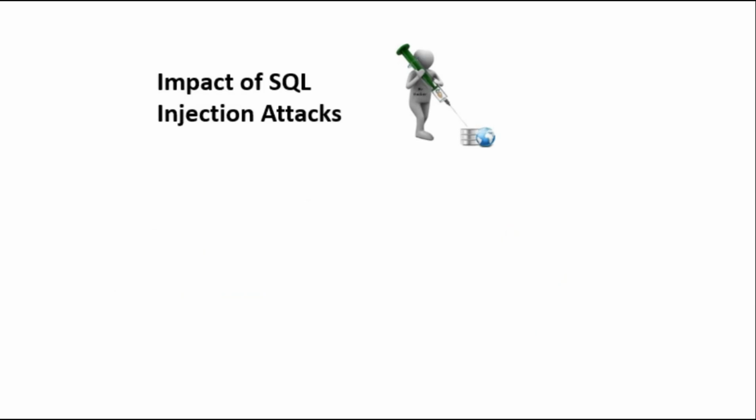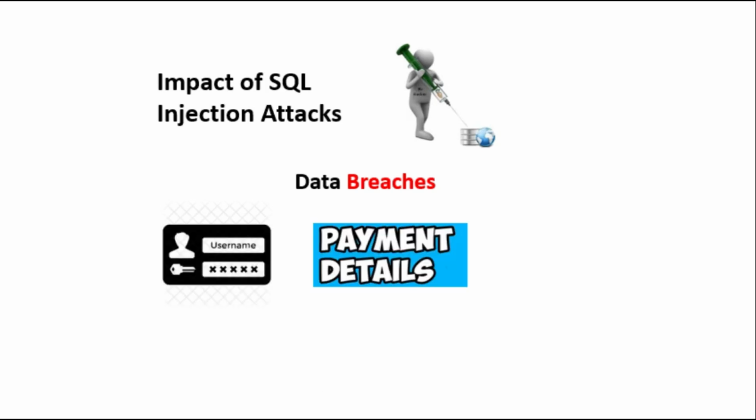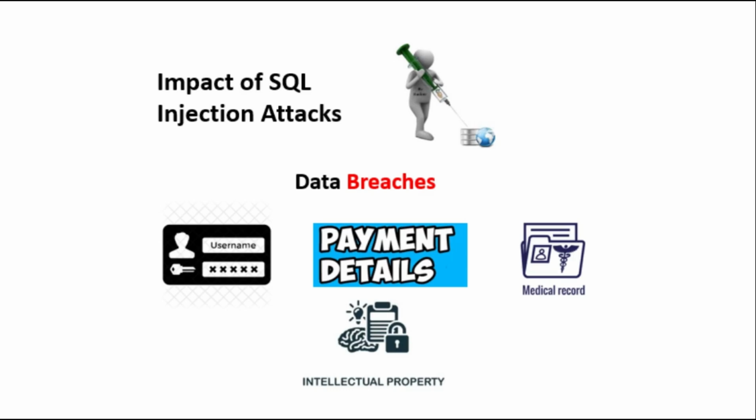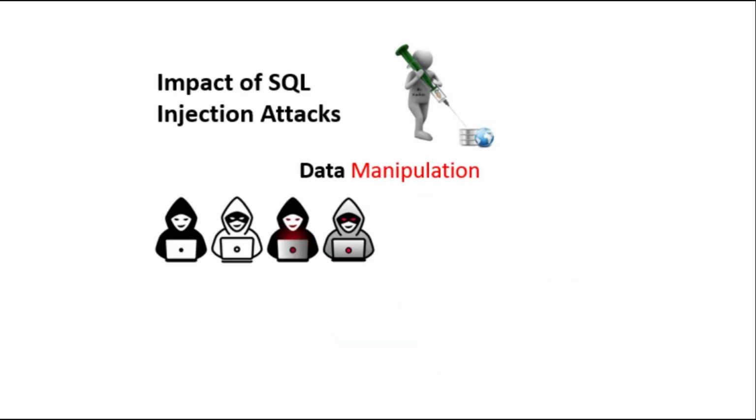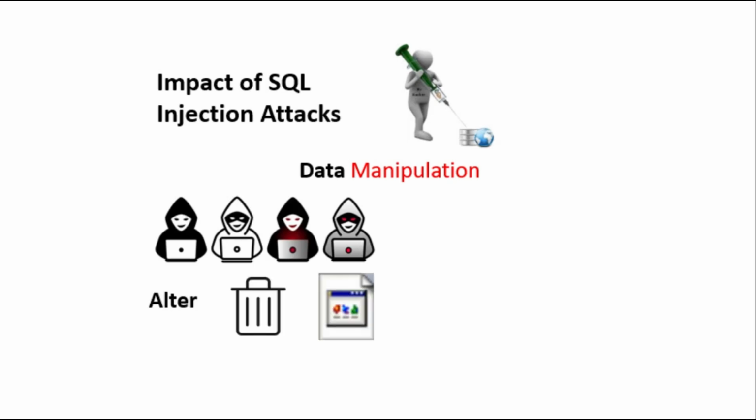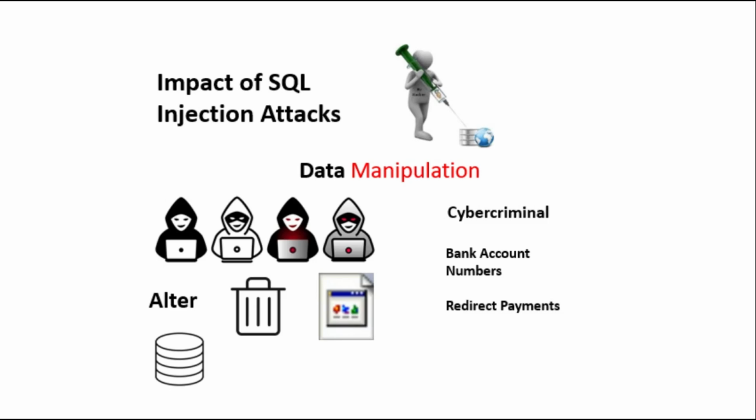Let's look at the impact of SQL injection attacks. 1. Data breaches. Exposed data may include user credentials, payment details, medical records, and intellectual property. 2. Data manipulation. With this, attackers can alter, delete, or corrupt critical data within a database. For example, a cybercriminal could change bank account numbers in a financial system to redirect payments.